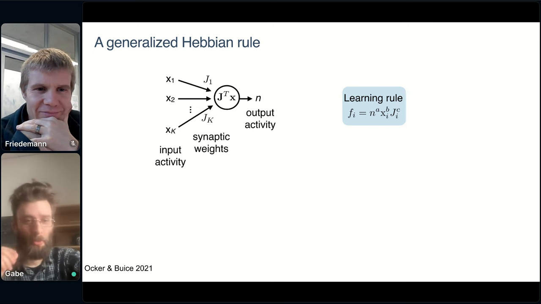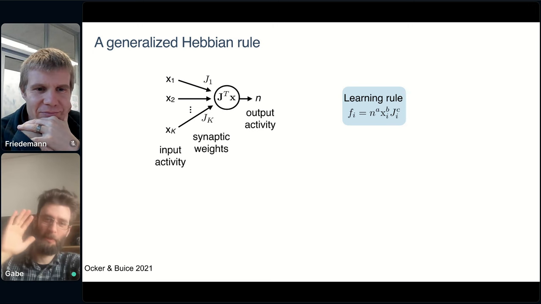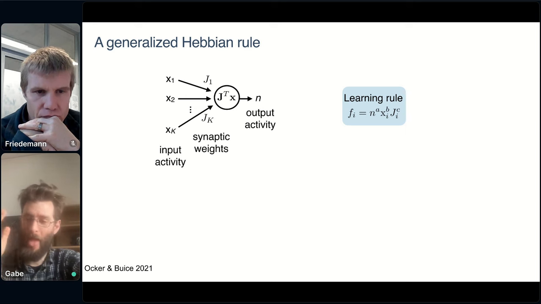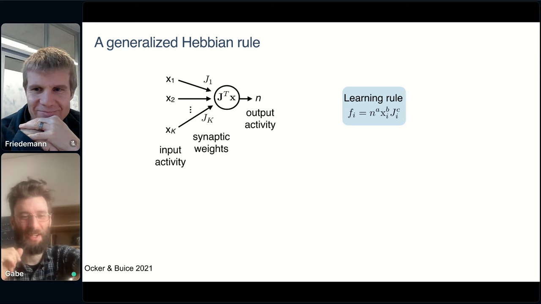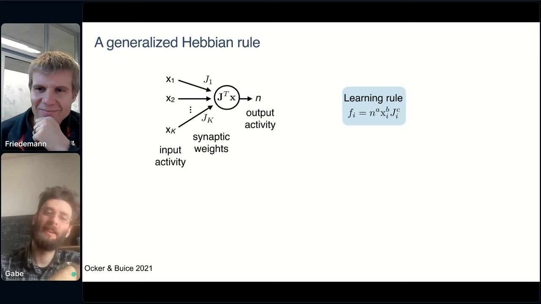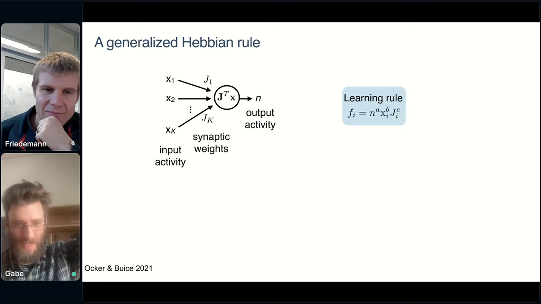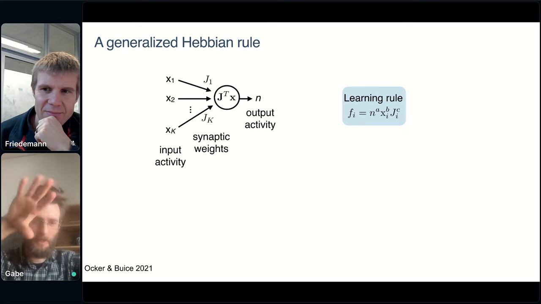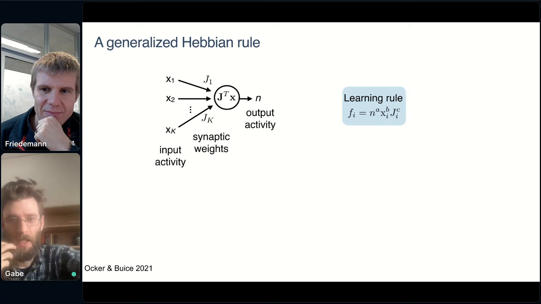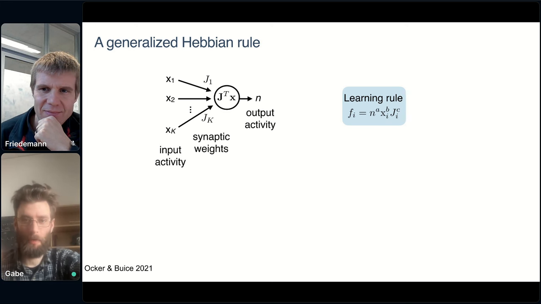Thanks. Right, so I'd like to take a step back from spiking, just a very simple generalized Hebbian learning rule. And so we have a neuron. It receives inputs x1 through xk. Each of those gets multiplied by some synaptic weight, and that determines the output of our neuron.